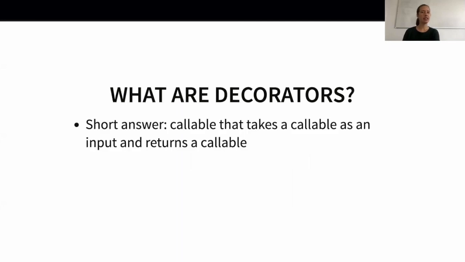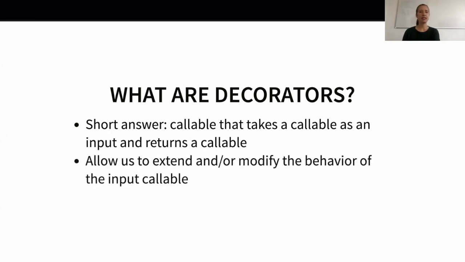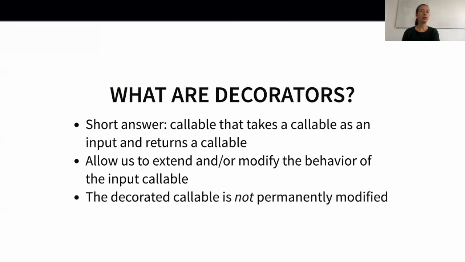In simple terms, a decorator is a callable that takes a callable as an input and returns a callable. What's a callable? Typically, when we are talking about callables, we mean functions. So for simplicity, I will stick to functions from now on, but you could equally decorate any other callable, for example, a callable class. Decorators allow us to extend and/or modify the behavior of the callable that they take as an input. And they do that without permanently modifying this input function or class itself. The behavior is changed only when it's decorated.